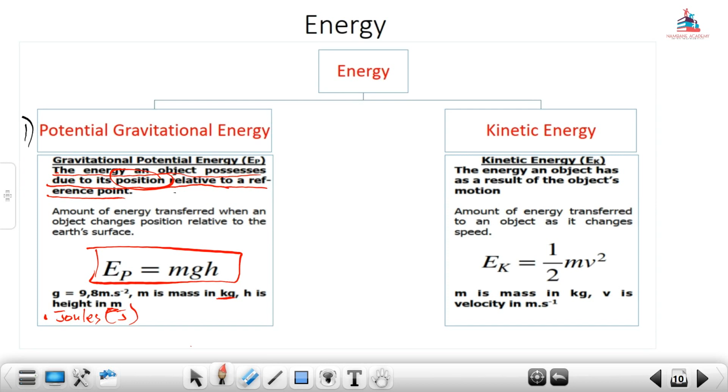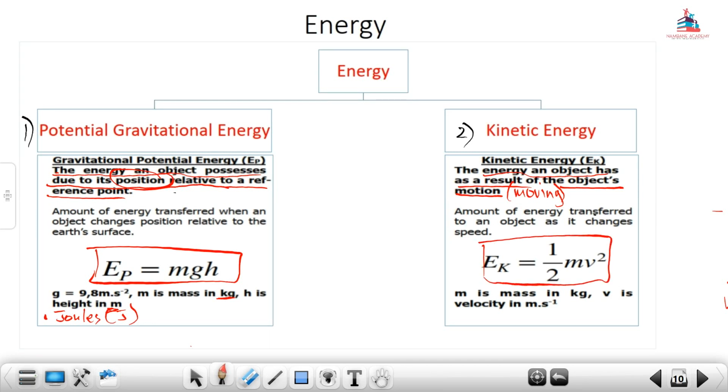Now, moving further on, for number 2, which will be kinetic energy. So kinetic energy, we define it as the energy an object has as a result of the object's motion. So the object in this case should be moving. If the object is moving, definitely it must possess kinetic energy. And the formula thereof is EK equals half mv squared.